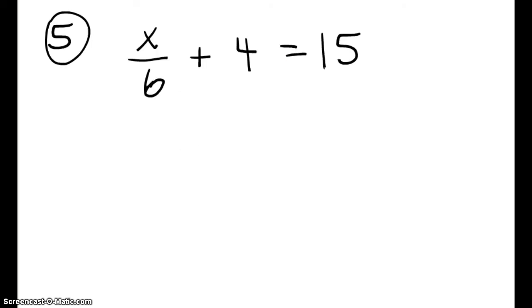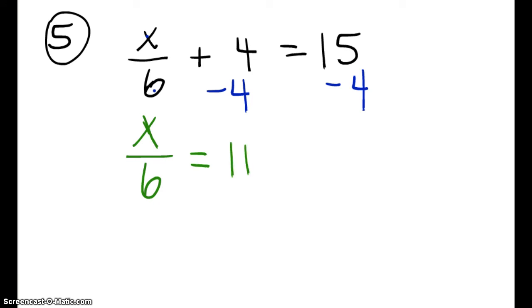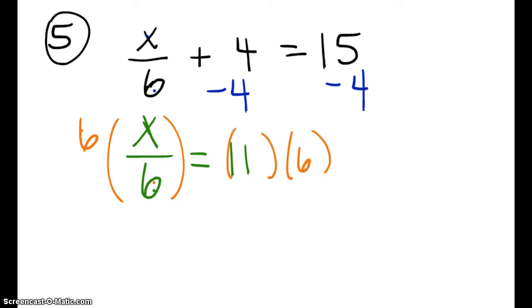Alright, so this is a different kind of problem where we're going to have to use some distribution. x is divided by 6. So right here, we have plus 4, so we've got to subtract 4 from both sides. So we're left with x over 6 equals 15 minus 4 is 11. Okay, now, since x is divided by 6, to undo that, we have to multiply by 6. Remember, multiplication and division are inverse operations.